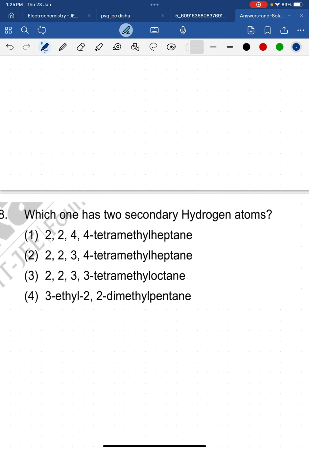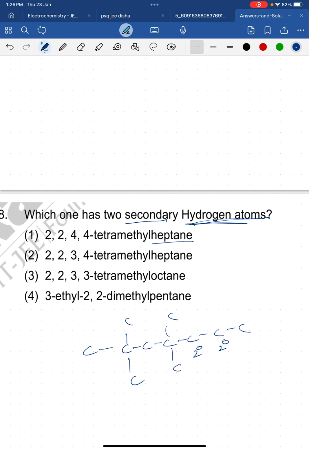And which one has two secondary hydrogen atoms? It is a very fundamental question. If you know how to write the structure, then you can answer this question. So we can see the structures here randomly. I am choosing structure 1; suppose you have to write it. Heptane means you have to write 7 carbons like this. And 2 methyl, next 4 methyl. So it is a secondary carbon, it is also secondary. How many hydrogens do we have here? These are secondary. Got it?